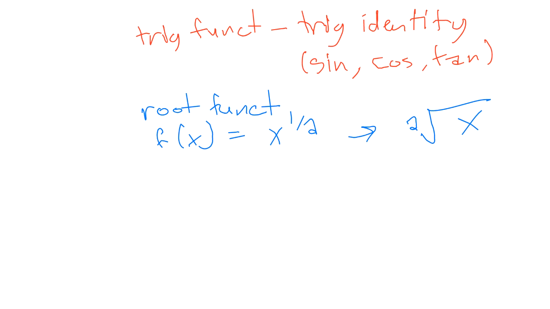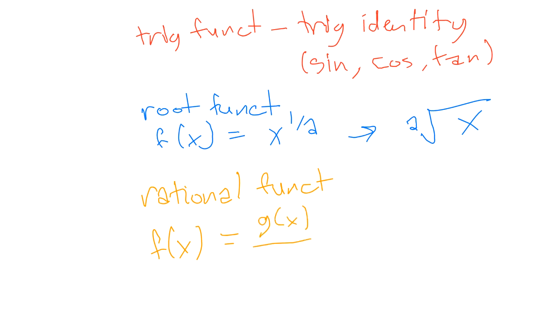Now we have our rational functions. And that's essentially saying we have some function f of x that is created by dividing two other functions. So let's say we have g of x and h of x. However, h of x can never equal 0 for this to fully be a true function, to have no gaps in the domain or anything. So h of x can never equal 0 in these.